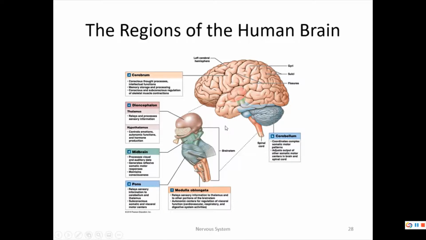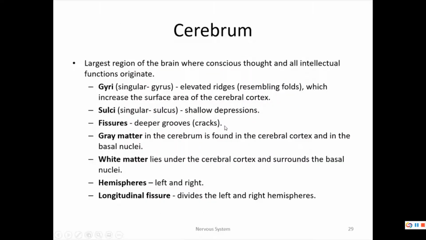Okay, now as we go on to the cerebrum, remember by far cerebrum is going to be the largest. It comes from the telencephalon. One needs a cerebrum because if you can't tell me about it, if you don't have conscious thought and intellectual functions. So the telencephalon becomes the cerebrum.